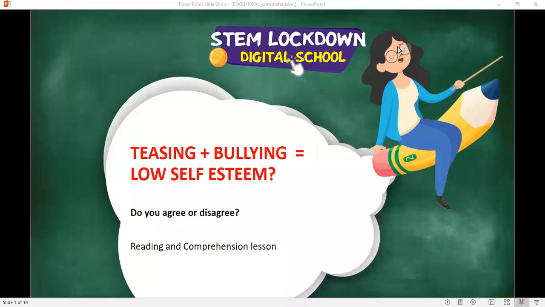So Galaxy says he disagrees because some bullies don't get attention at home. Okay, Rutendo says she agrees with this. Okay, I see there's people that agree and disagree. But first, let's also just break it down for a moment.